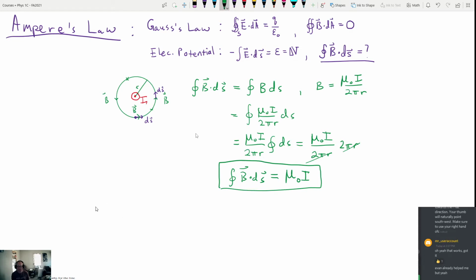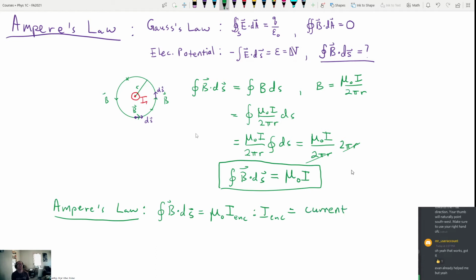And this is basically Ampere's law. Ampere's law states the following. Ampere's law says that when you calculate the integral of B dot ds, you always get mu naught times the current that flows through any surface bounded by your path. So I'll just write it like this. It's the integral of B dot ds is equal to mu naught times I enclosed, and I enclosed is the current.